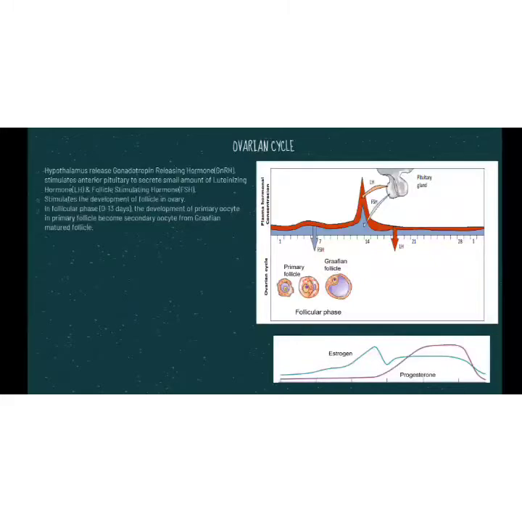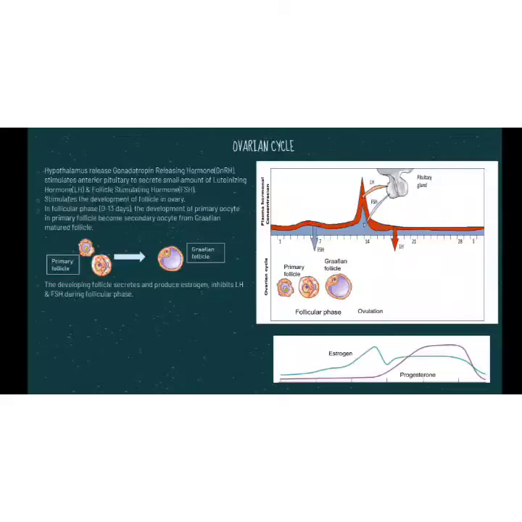The follicular phase occurs on days 0 to 13, for the development of the primary oocyte in primary follicles into the secondary oocyte from the mature Graafian follicle. So as we look at this, this is the structure from the primary follicle, which will become the Graafian follicle. The developing follicle secretes and produces estrogen, which inhibits LH and FSH during the follicular phase.